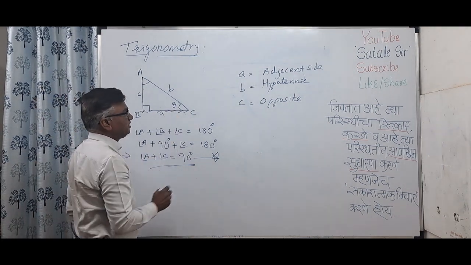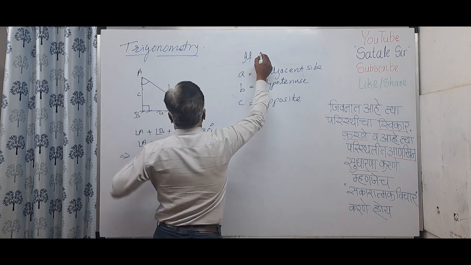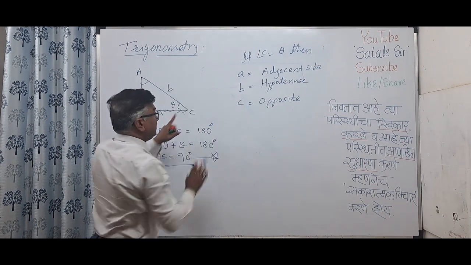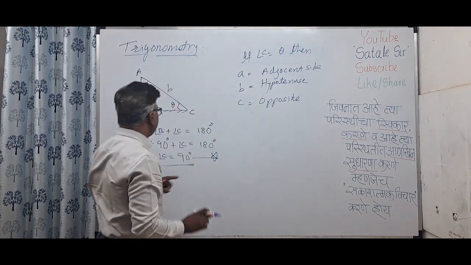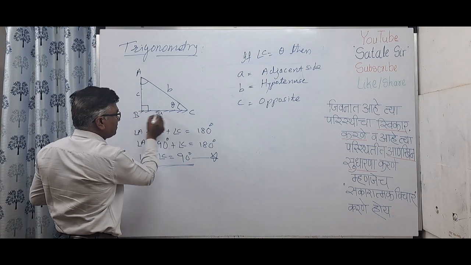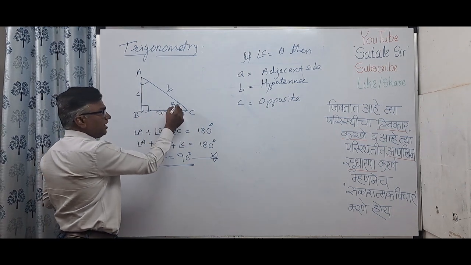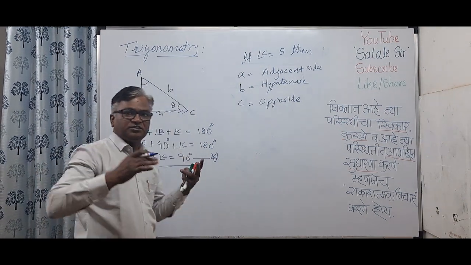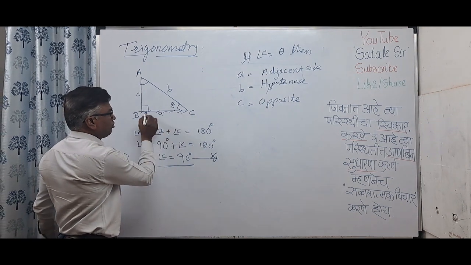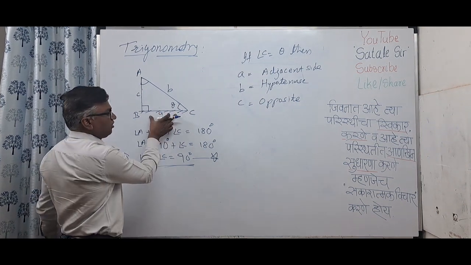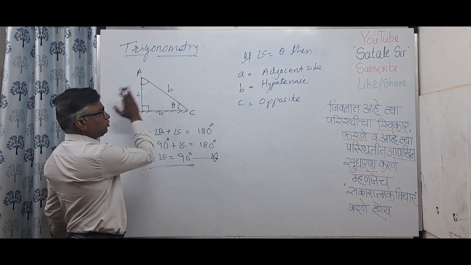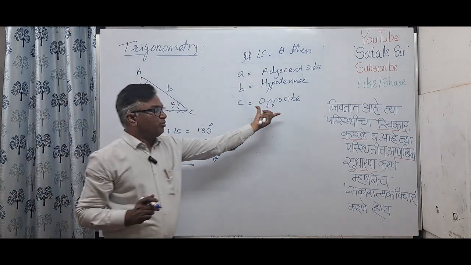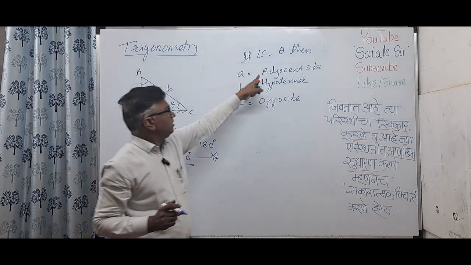Now if angle C is equal to theta, then only we can call A the adjacent side, because you can see this side BC, or this length A, is adjacent to this angle. Adjacent means it is nearing, it is close, just neighboring like that. So that is why it is called adjacent. And the side which is opposite to this angle theta is called the opposite side, and this is called the hypotenuse.